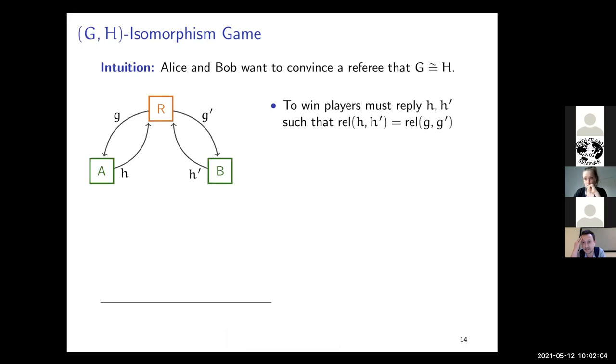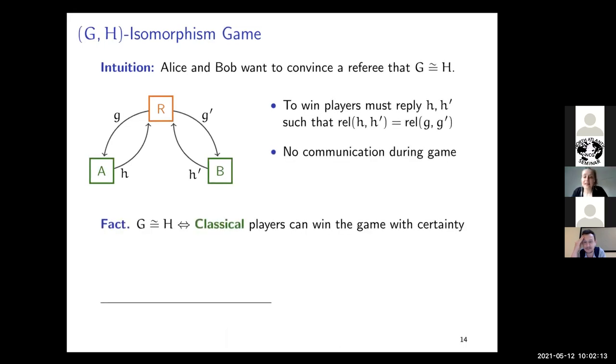But if capital G and capital H from the beginning are not isomorphic? Yes, then, all right. If we talk about classical strategy, it's not hard to see that the classical players will be able to win this game with certainty, irrespective of which G and G prime the referee selected, if and only if the graphs actually are isomorphic. One direction is very easy to see. If the graphs are isomorphic, they could agree on this isomorphism map F, and then simply respond according to this F.